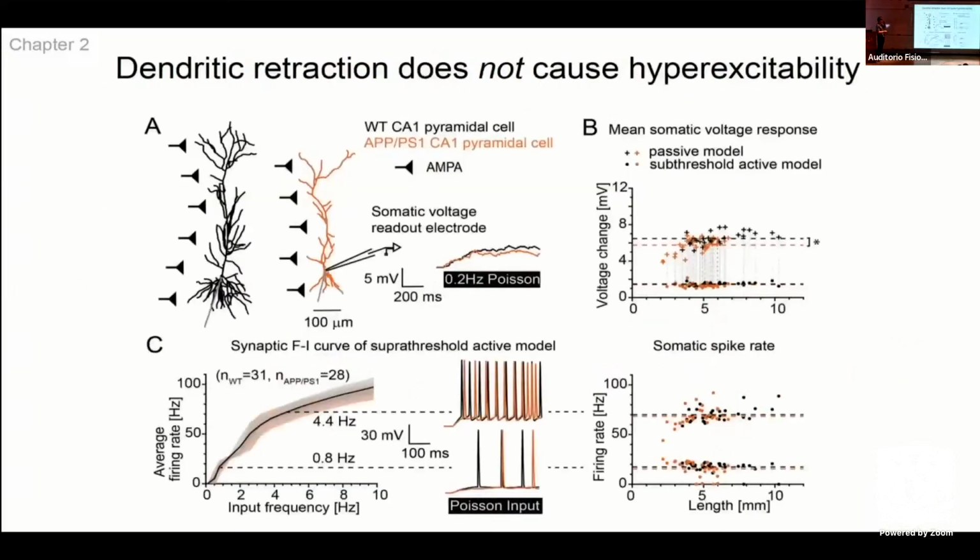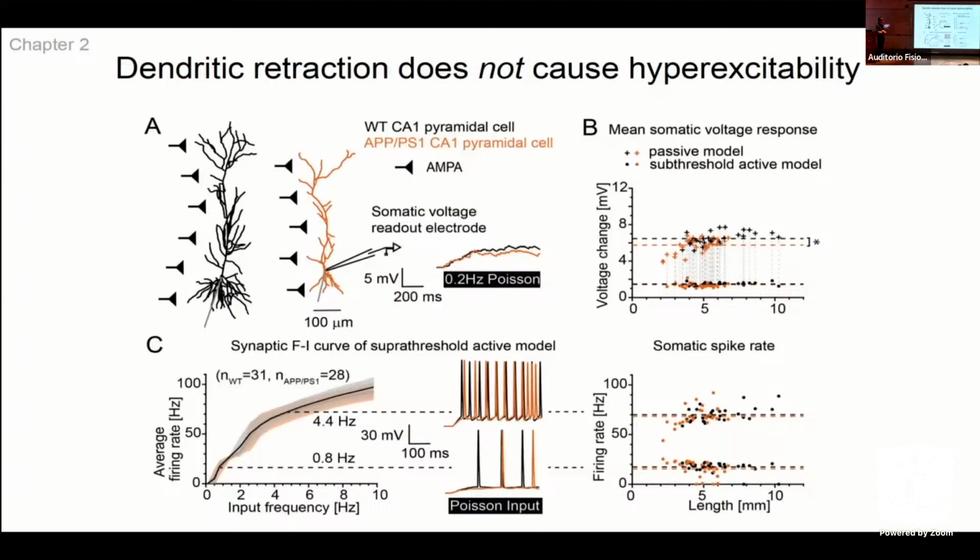Okay, and then we tested that. Again, we have AMPA distribution. We have the wild type cell and the AD cell. For several cases, the passive case is here on top. The subthreshold active case has active ion channels, but below firing rate. And then here, for several input frequencies, we look at the average firing rate.